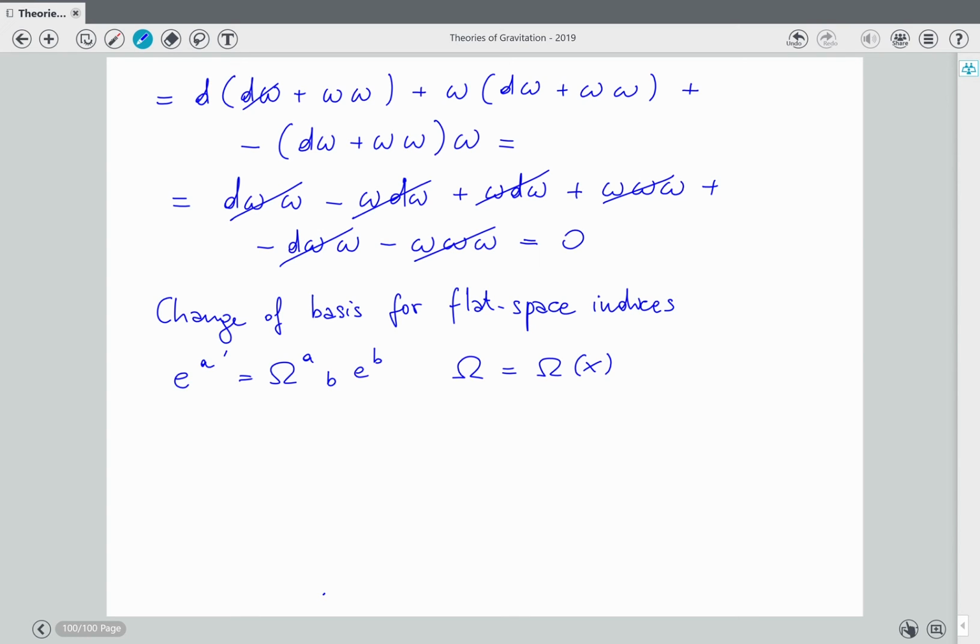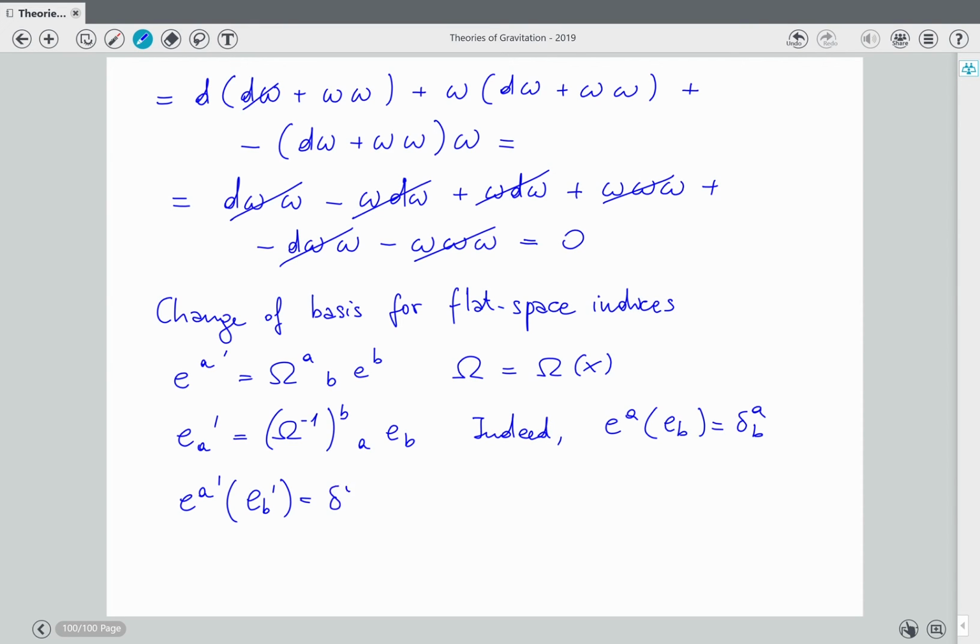Well, if this is the change on the differential forms, the change on the vectors is omega minus 1 B A E B. Indeed, we want e^A(E_B) equal delta, but we also want e^A prime (E_B prime) equal delta.